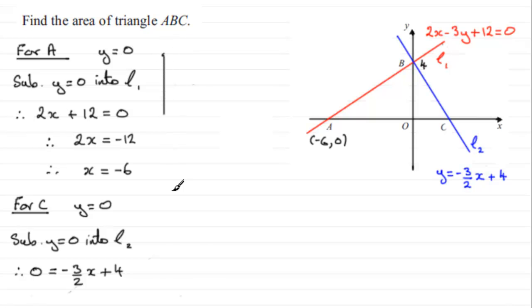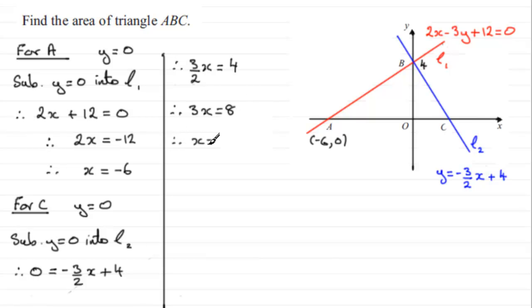Okay, so if I do that, we're going to have therefore 3 over 2x equals 4. Multiply both sides by 2 and you get 3x equals 8. And then divide by 3 and you get x equals 8/3. So we've got our coordinates now at C as being 8/3, 0.